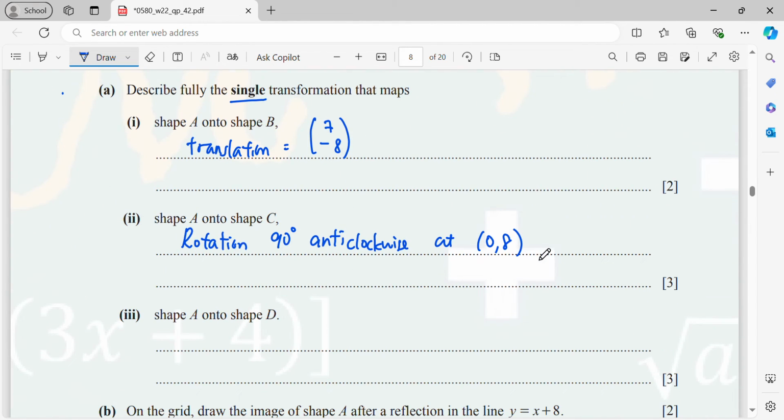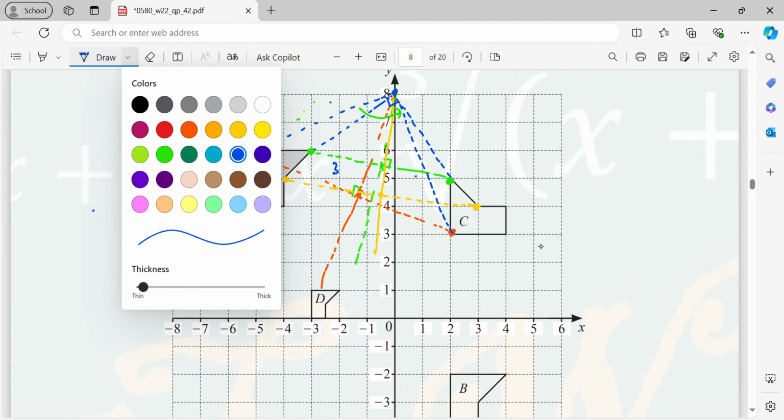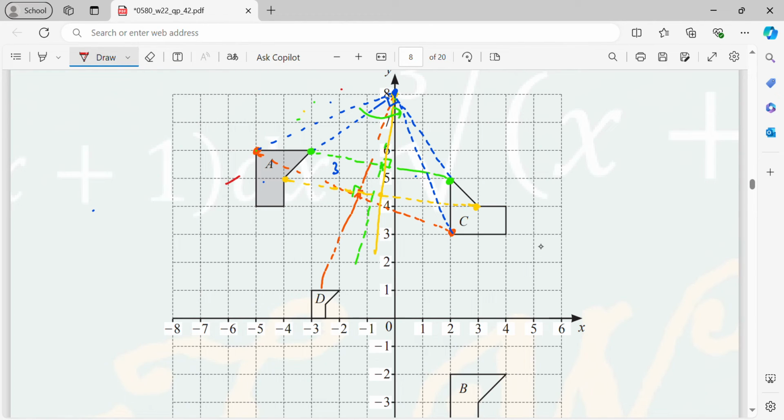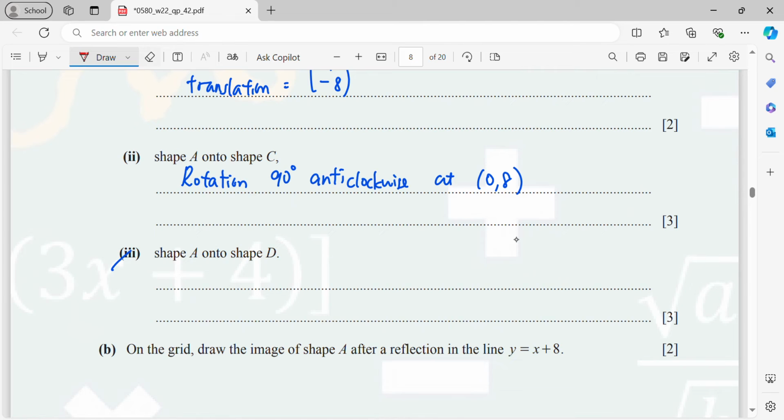Okay, now part 3, A onto D. So now when you see here, this is A, this is D. Obviously, the size has been reduced by half because here it is 2 units, and this is only 1 unit. Therefore, it involves enlargement. I will just write enlargement first. We need to know the scale factor and also the center of enlargement.